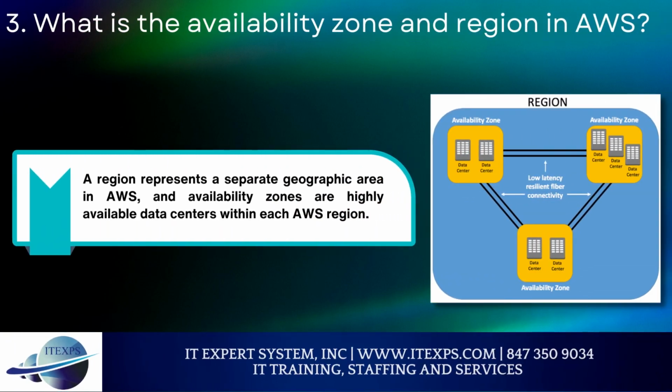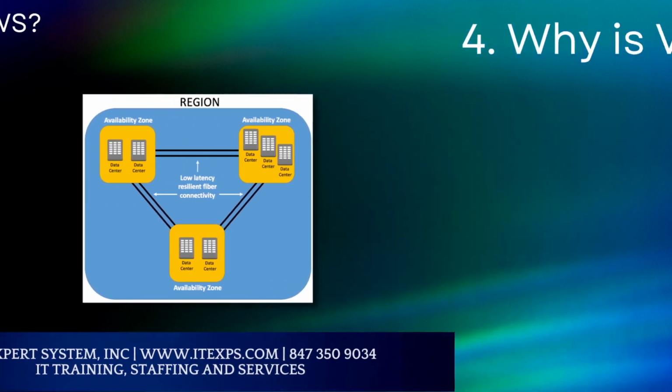3. What is the availability zone and region in AWS? A region represents a separate geographic area in AWS, and availability zones are highly available data centers within each AWS region. Also, each region has multiple isolated locations known as availability zones. The code for the availability zone is its region code followed by a letter identifier. The best example is US East 1A.